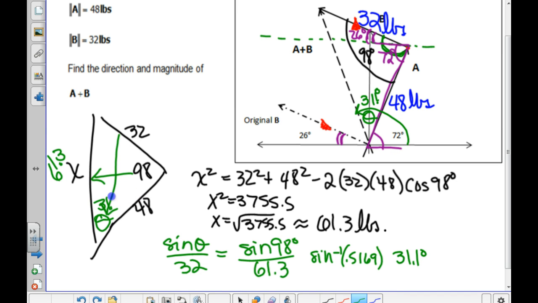Okay, that's in here in the triangle, 31.1 degrees. So from the x-axis around to there is how much? 72 plus 31.1. Do you see that? This was 72 to the purple line, and that's another 31.1. 72 plus 31.1 is 103.1 degrees. Is that what we had?